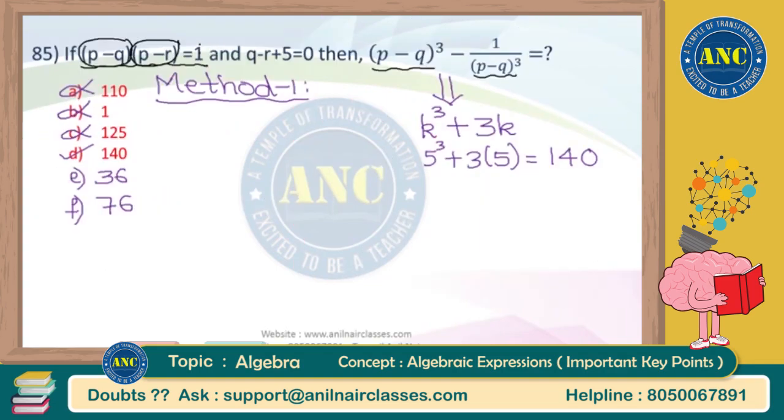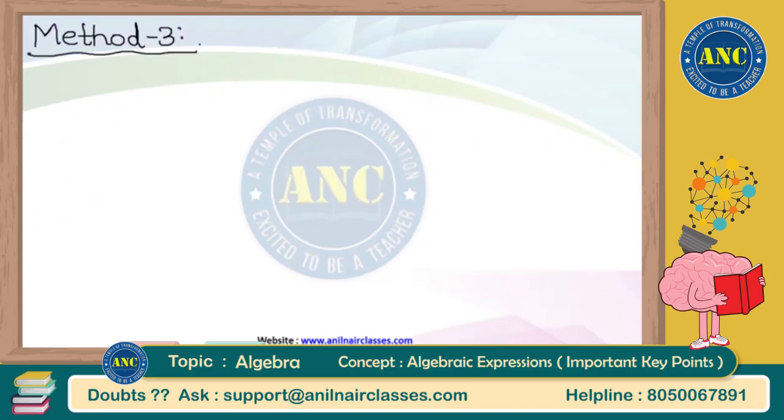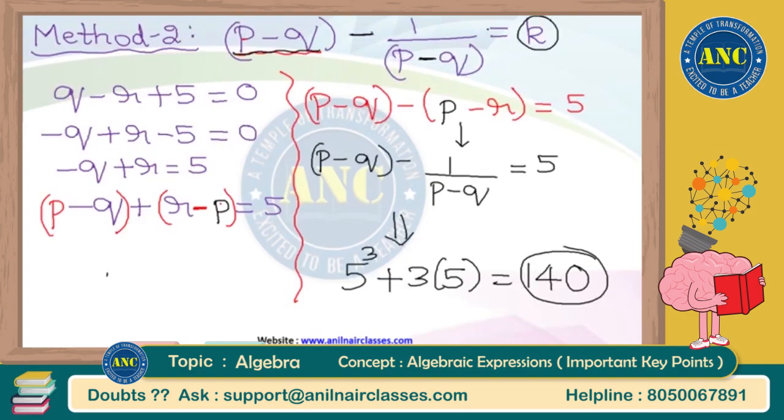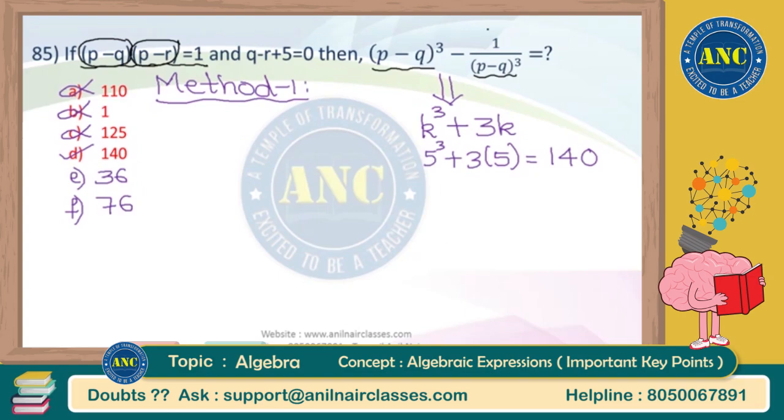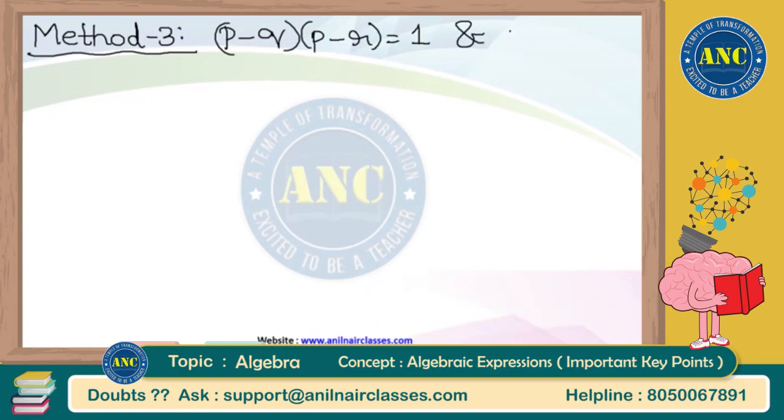Now see here, they are giving you in the question (p minus q) into (p minus r) equal to 1. Let me write it once again. The thing which is given is (p minus q) into (p minus r) equal to 1, and there is another beautiful condition which is given in the question: q minus r plus 5 equal to 0. These two are given in the question.